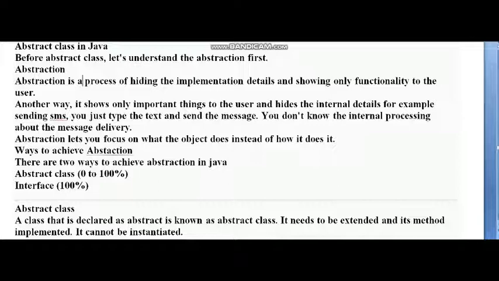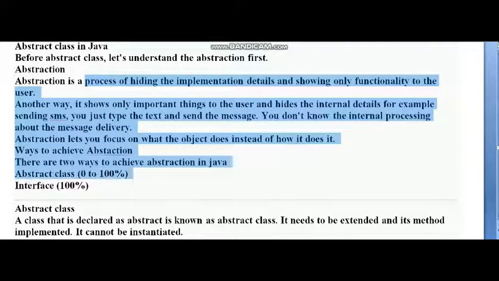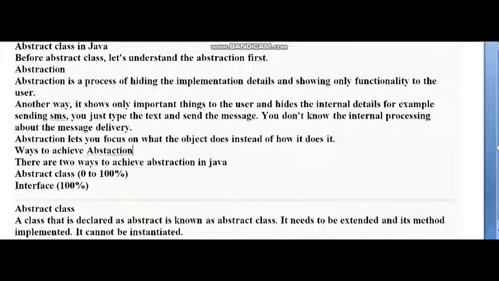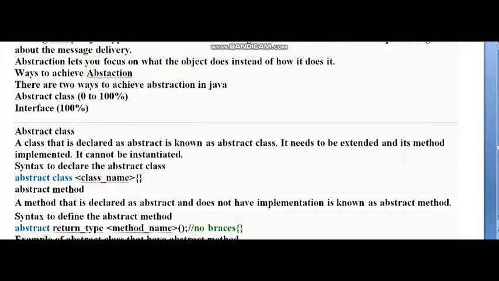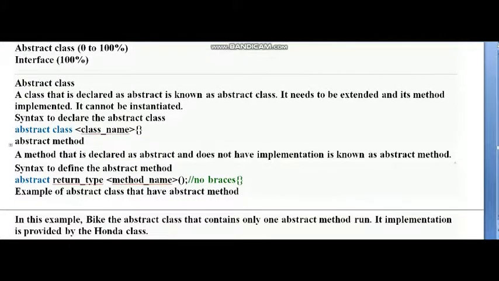I'll give an example for you. Like you sent a message and it was displayed, but you don't know what is going on behind the message and how it's been implemented and sent to the other person. That is called abstract stuff. You only know the result, but you don't know what is happening behind it. So this is called abstract in Java. Let's come to the abstract class.